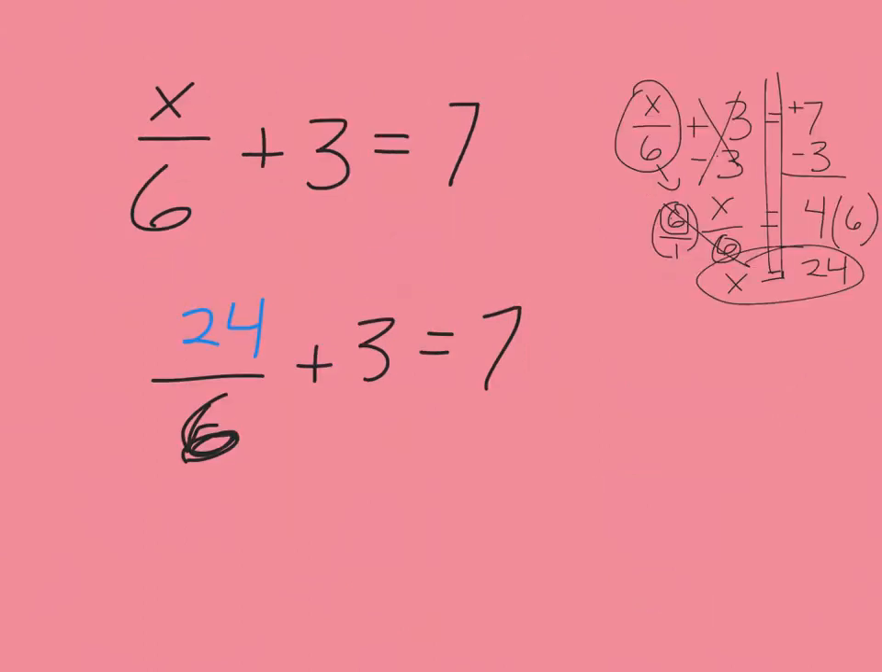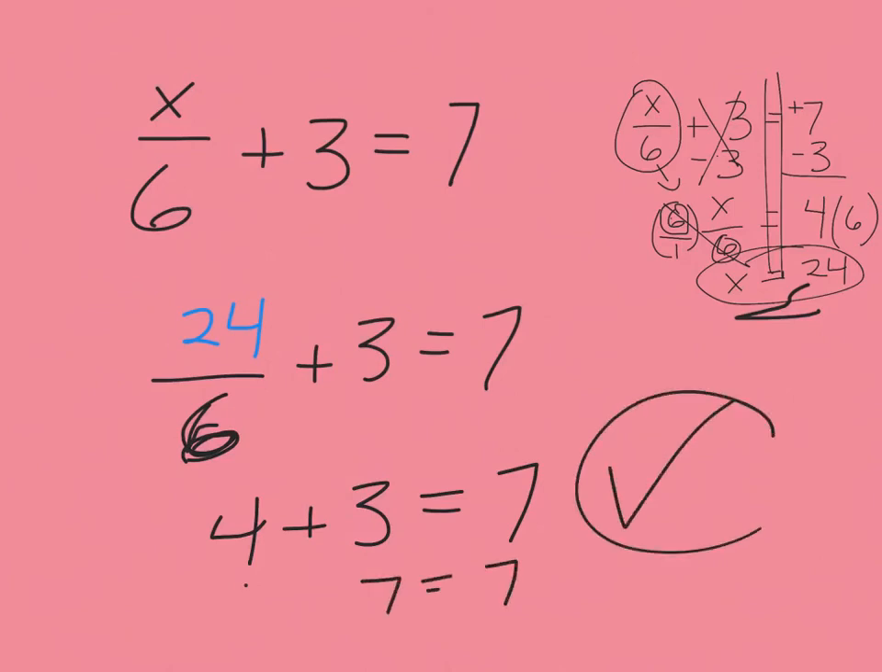All right, let's check our answer. x is 24, so I'm going to plug 24 in for x. So I did that right here. 24 divided by 6, well, that is 4. 4 plus 3 does equal 7. So 7 equals 7, and check. We know we got our problem right.